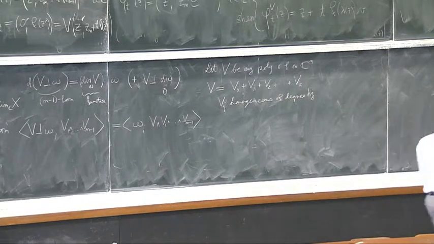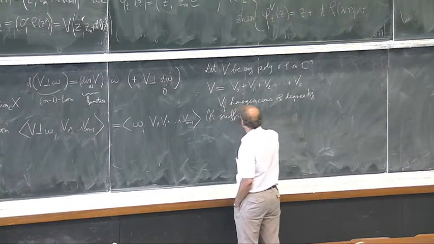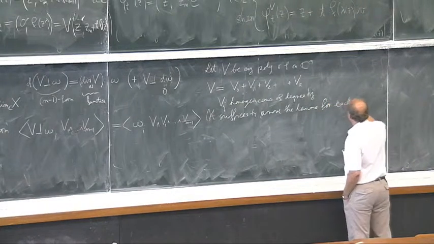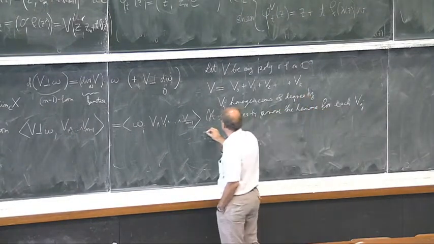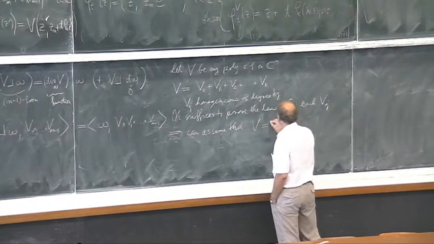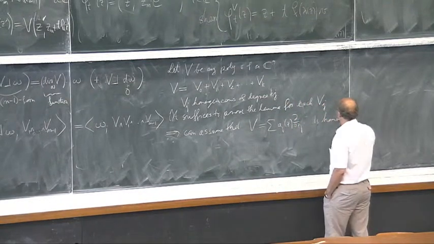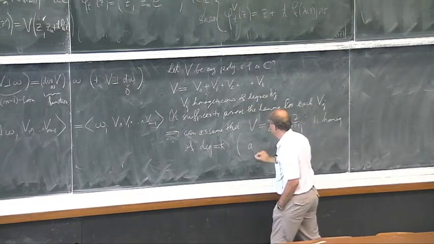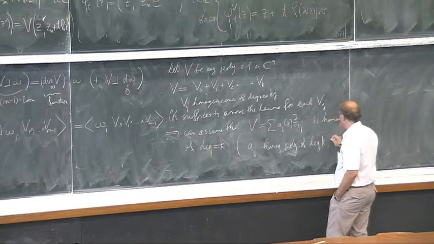And then, of course, it suffices to prove the lemma for each homogeneous part. So it suffices to prove the lemma for each Vj separately, because then you just add up. So let's assume from now on that V is homogeneous of degree k. So we can assume that V, which is sum Aj(z) partial on Zj, is homogeneous of degree k. So this means that each Aj is a homogeneous polynomial of degree k for each j. It just means that.